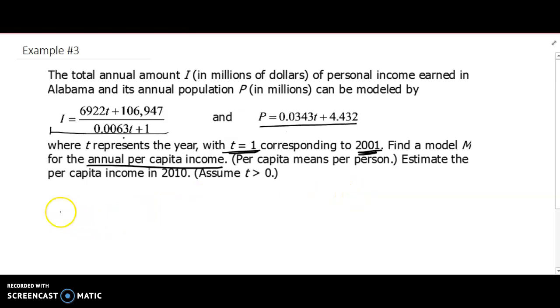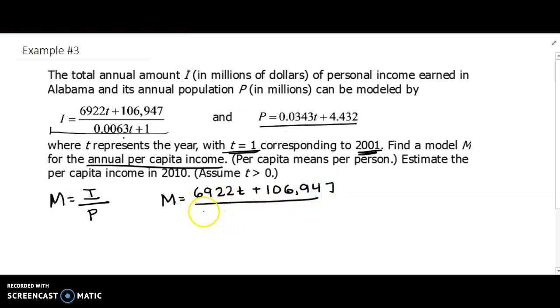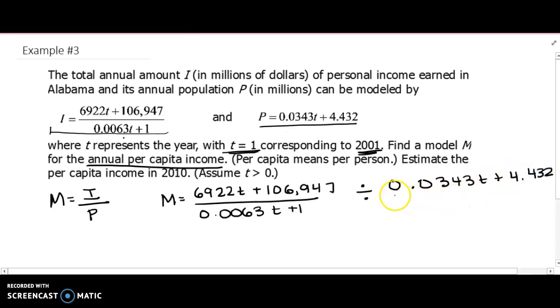Okay, so we would start by saying M equals income per person. Okay, so if I just went and put that in, M equals 6922T plus 106,947 over 0.0063T plus 1, divided by P, which is 0.0343T plus 4.432. Okay, just like we've done before, I can go ahead and put that over 1.